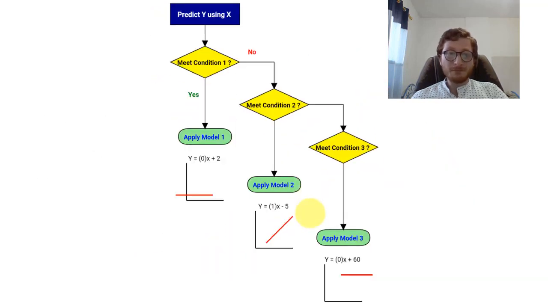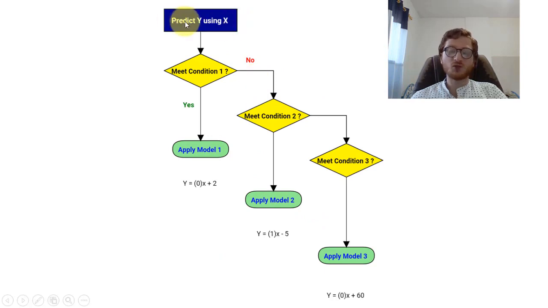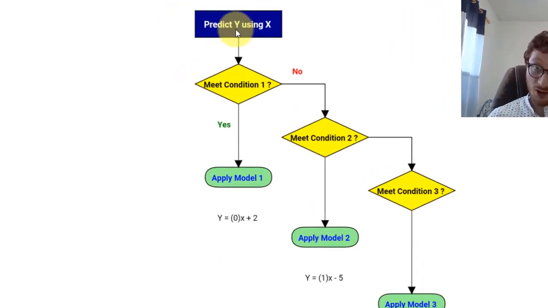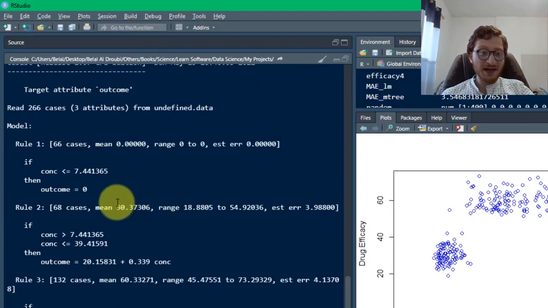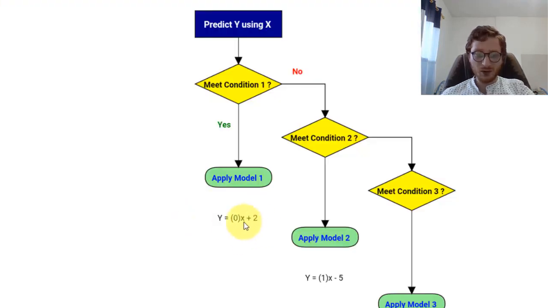So predict y using x, to predict efficacy from the drug concentration. Did we meet the first condition? In our case, the condition was to be less than 7 point something, less than 7. So if we meet this condition, yes, then we will apply the first model, and the outcome is 0. Okay, so this is just an example, ignore these numbers.